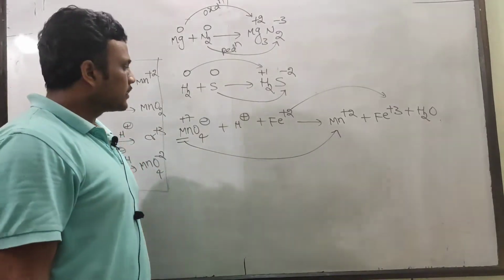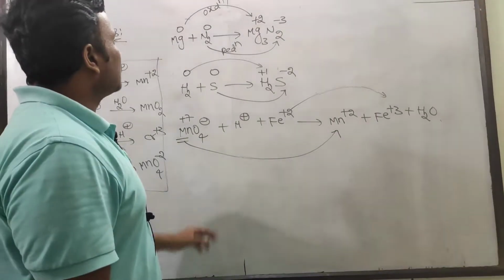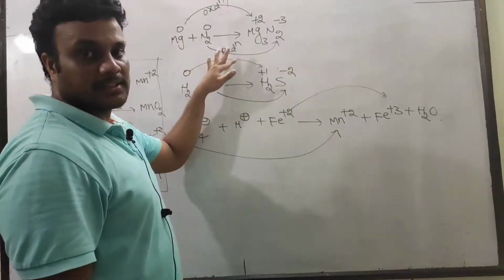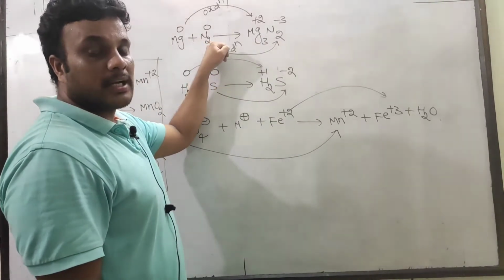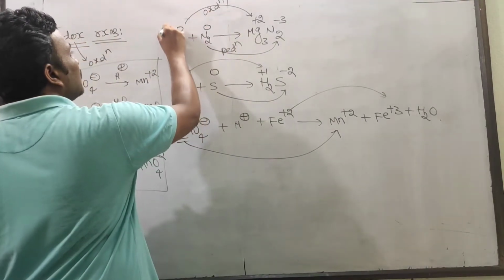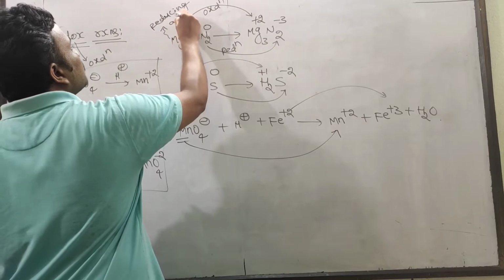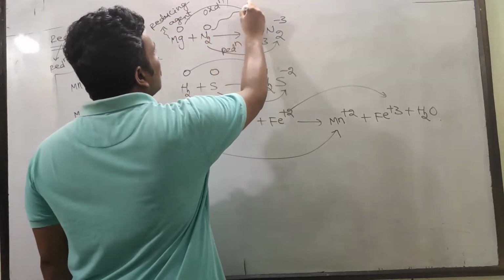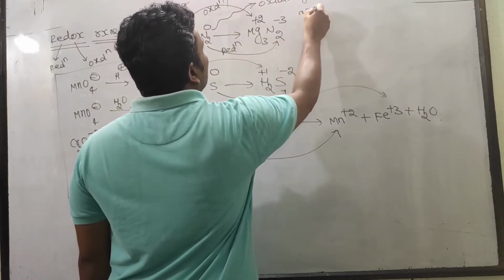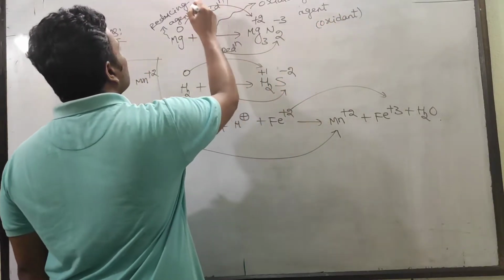Permanganate ion is undergoing reduction. Fe+2, I mean ferrous, is undergoing oxidation. So the concept is that when a substance undergoes oxidation, it does so by reducing some other species. It undergoes reduction by oxidizing some other species. The substance which undergoes oxidation is called reducing agent, and the substance which undergoes reduction is called oxidizing agent, or simply oxidant. Both terminologies are correct.